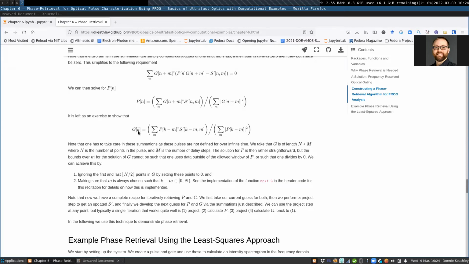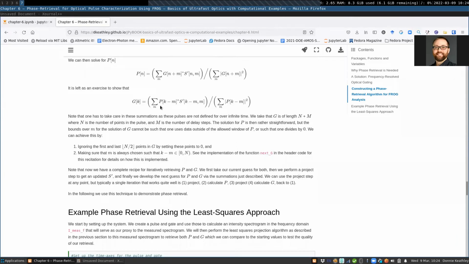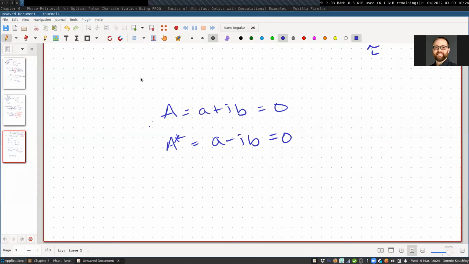Now there's a little subtlety here when you sum over this, and that is that, again, when you discretize these functions, we can't keep going to plus minus infinity. We have to truncate it. So our pulse and our gate are only so long, right? So what we typically do is we take this gate as being longer in terms of number of samples than the pulse. And what we can do is we can visualize that here.